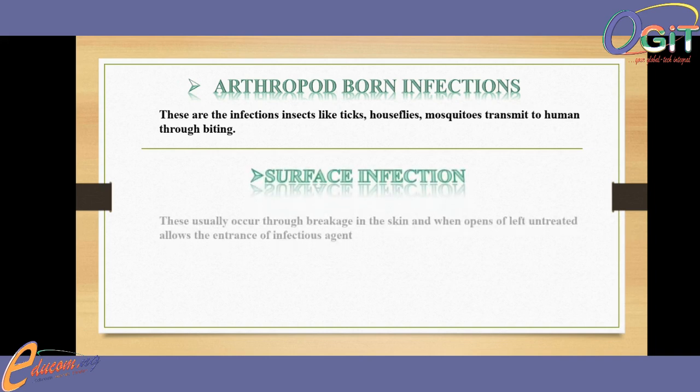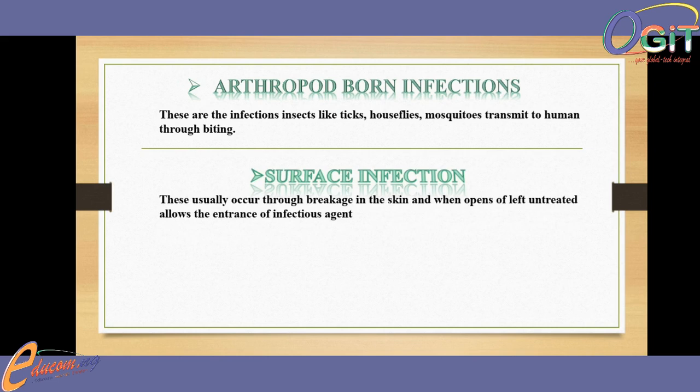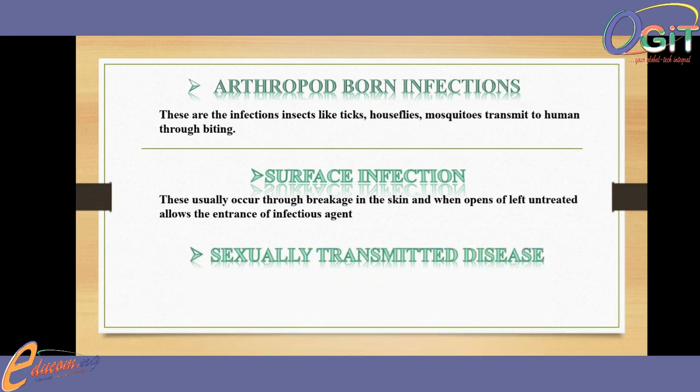Surface infections usually occur through breakage in the skin. It is a wound: when someone has a wound on the skin and the wound is left open or untreated, then it will allow the entrance of infectious agents through the wound. Example, we have leprosy, tetanus, trachoma, rabies.